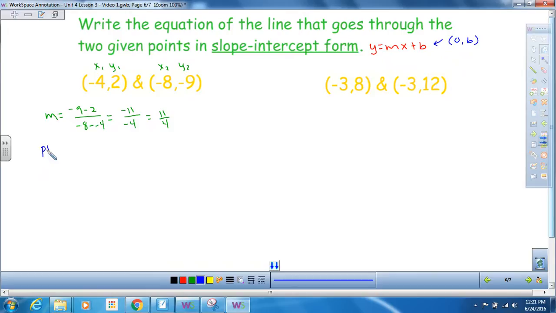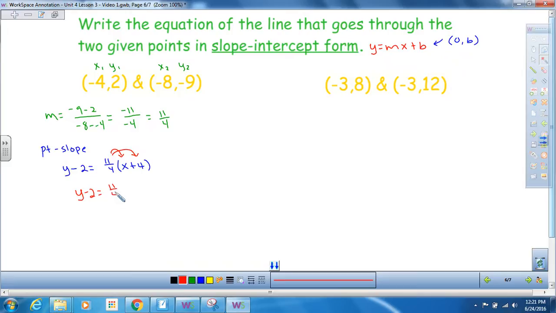Okay, so point slope, y minus 2 equals 11 over 4, and then x minus negative 4, so plus 4. Okay, so really point slope form is a tool to help us put equations in slope-intercept form. So to change it to slope-intercept form, what I want to do is get y by itself. Okay, well, before I can move this 2, I need to get rid of the parentheses by distributing.